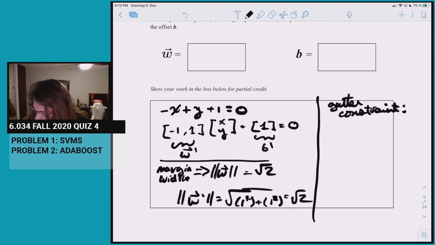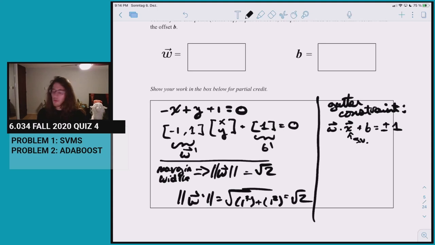So the gutter constraint, what it says is, ignore the C at the moment. I'll just write out the gutter constraint: W vector times some point X, and I should say this is a support vector, plus the offset is going to be equal to exactly plus or minus 1. And this is only when x is a support vector. So if x is a positive support vector, that number would be equal to plus 1. If x is a negative support vector, then the equation will equal negative 1.